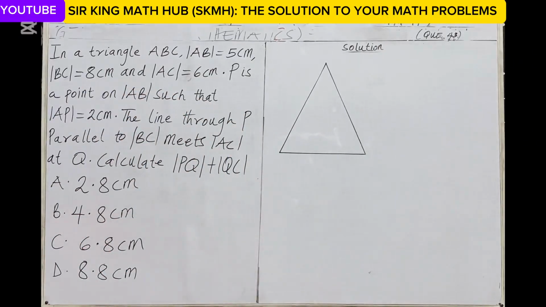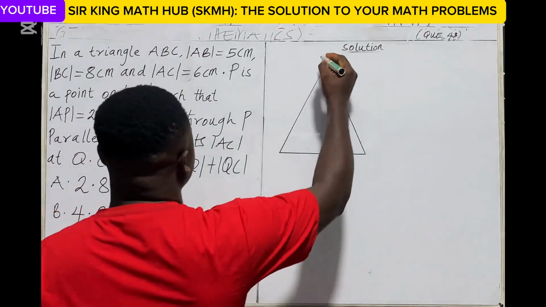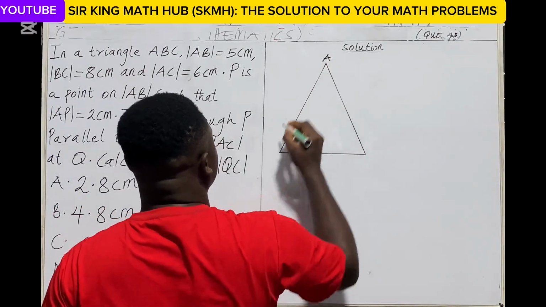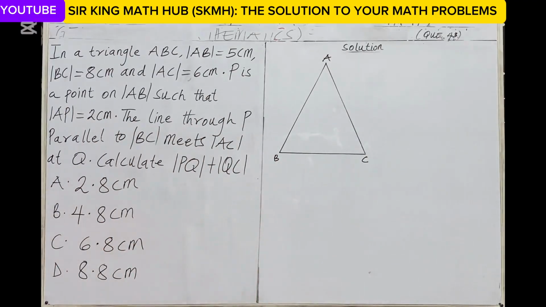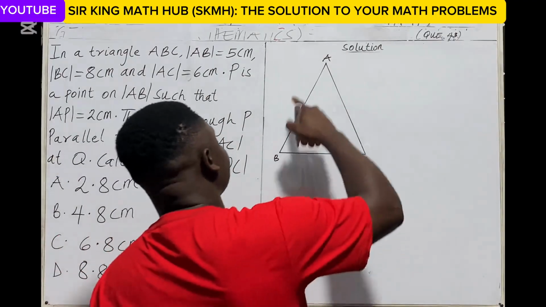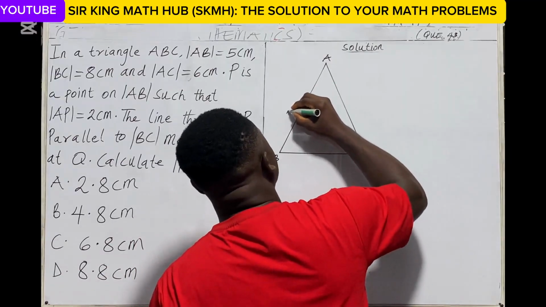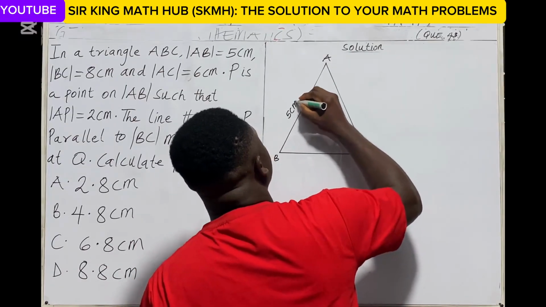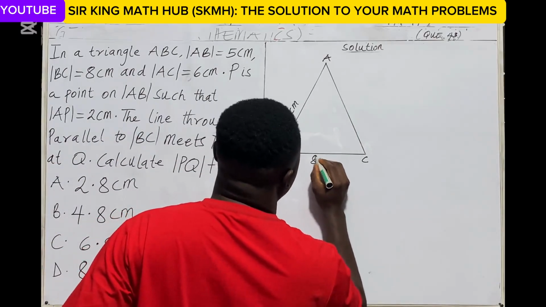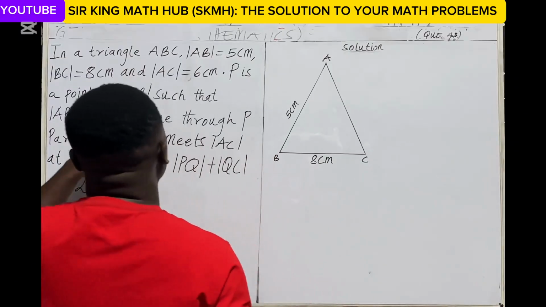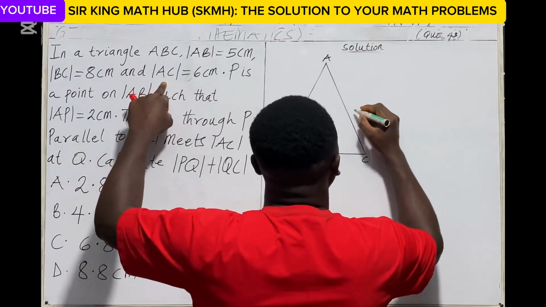This is Ghana Teacher Licensure Exams, JHS Mathematics, April 2024, Objective Question 43. In a triangle ABC, so let's name our triangle A, B, and then C. Line AB measures 5 centimeters, so from A to B, that is 5 centimeters. Line BC from B to C, that is 8 centimeters, and then line AC from A to C, we have 6 centimeters.